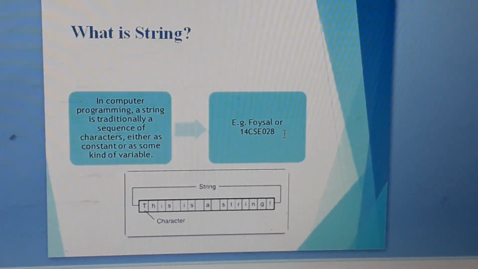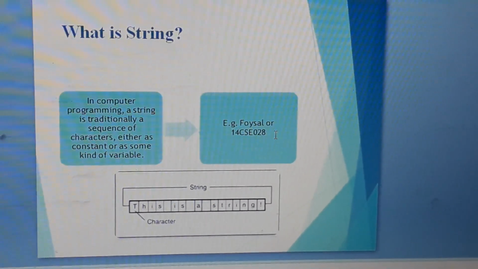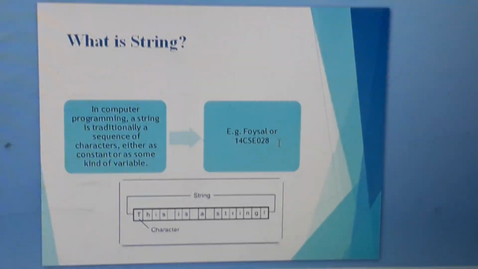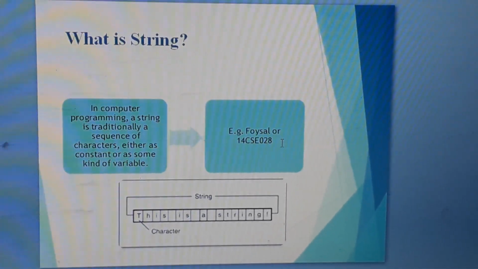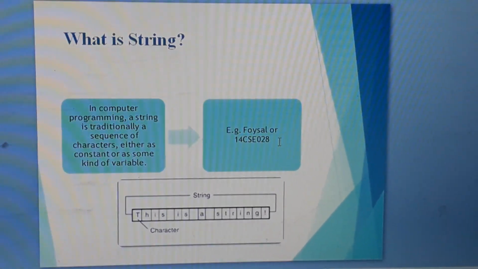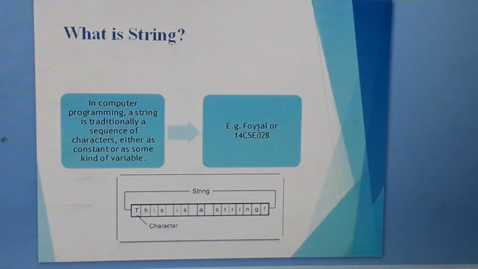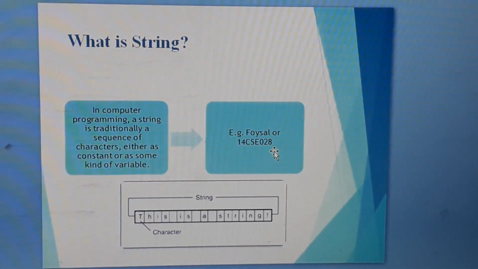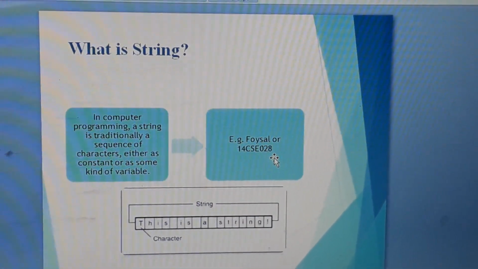In computer programming, a string is traditionally a sequence of characters, either as constants or as some kind of variables, which includes the characters, constants or some kind of variables. And these are the examples of string that include characters, variables or any numbers or constants.